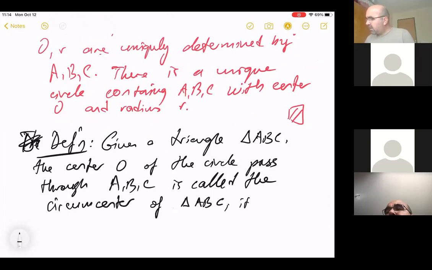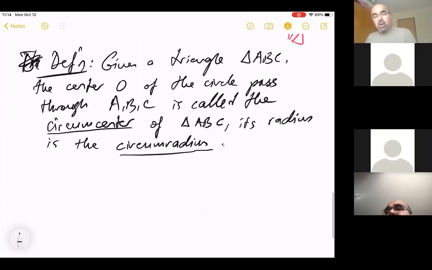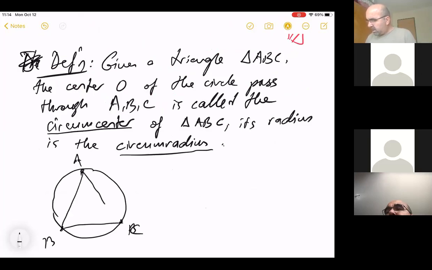And its radius is the circumradius. So when we have a triangle ABC and draw the circle containing A, B, C, the center of this circle is the circumcenter of the triangle, and its radius R, whose distance to all three vertices is the same, is called the circumradius of the triangle.